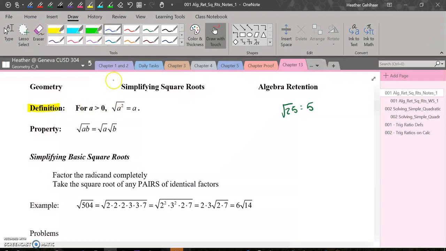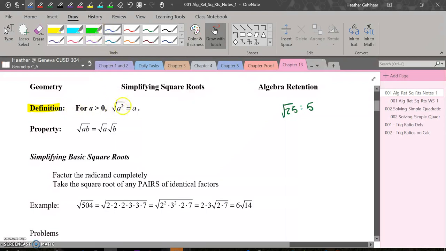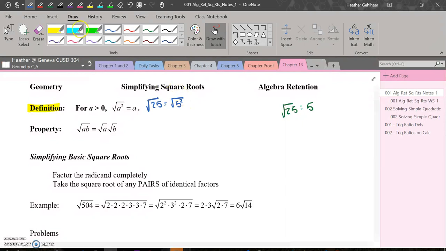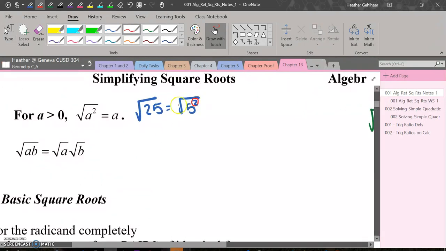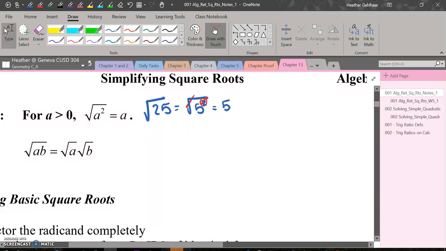This definition states that when we have the square root of a squared, that will equal a. So let's refer back to the square root of 25. The square root of 25, we know, is the square root of 5 squared. 5 times 5 is 25. When you have this square and the square root, they actually undo each other. They are inverses. So then we are left with 5, and that's it.